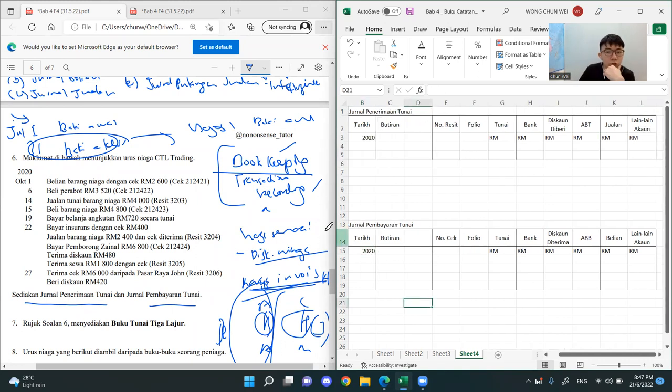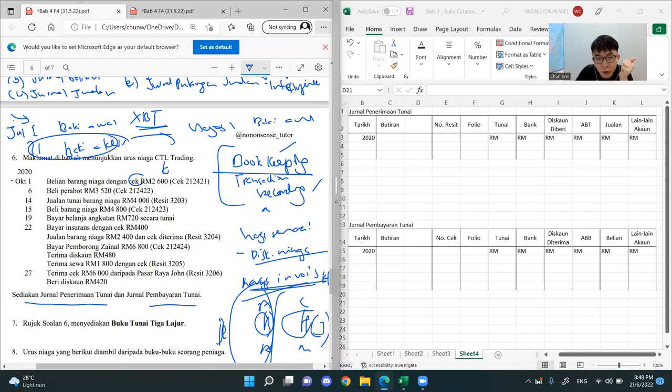Okay, so after that, look at the first one. October 1. Kita beli barang niaga dengan cek. From dengan cek, sure we know this will be kaitan dengan tunai. Okay, now let's forget about buku tunai first. You don't have to know about buku tunai. Now we throw into either penerimaan tunai or pembayaran tunai. As long as we see check, we know that must be penerimaan tunai or pembayaran tunai.